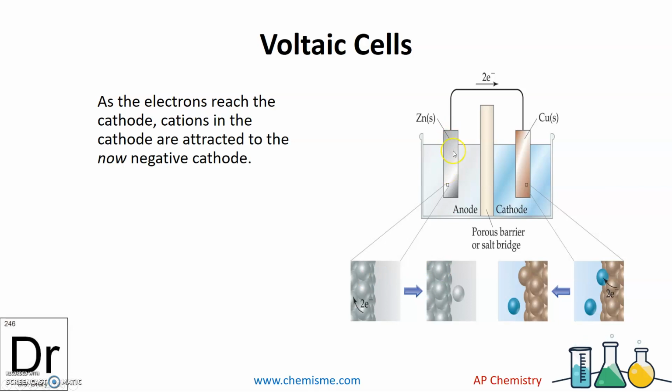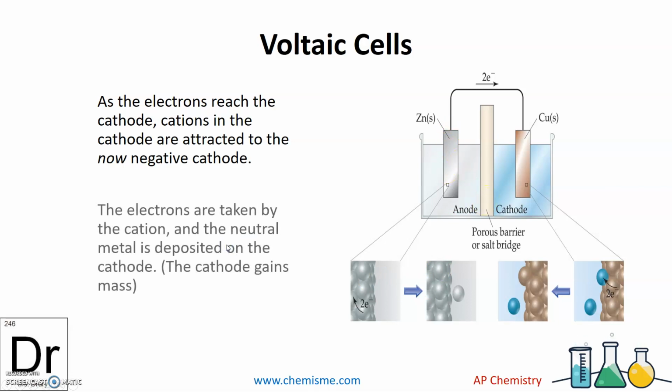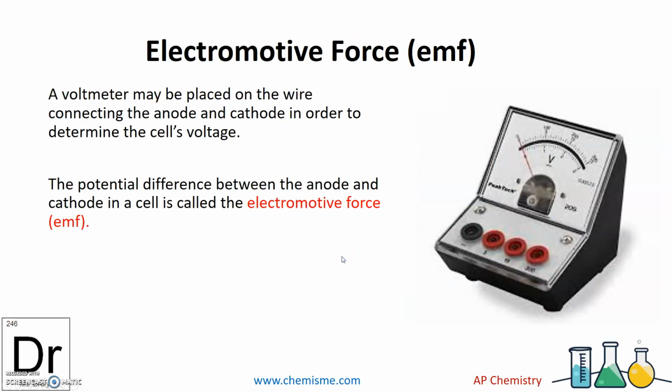The anode is decreasing in mass, but that's because it's going into the solution. So electrons are taken by the cation, and the neutral metal is deposited on the cathode. So the cathode, the actual metal, gains mass, and the anode, the actual metal, loses mass, but they're actually still in the solution.